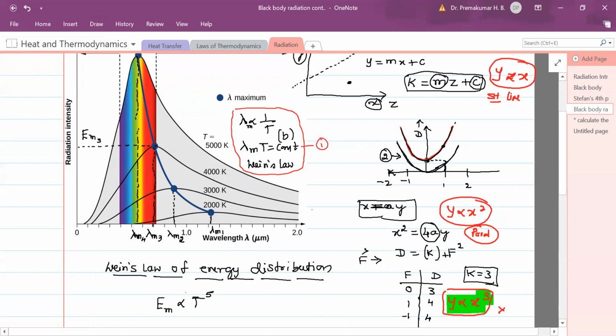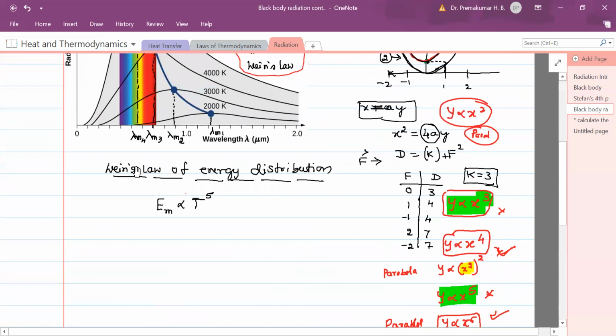Now after that, since this is the curve experimentally obtained, and Wien is the scientist who observed it for the first time, he tried to explain this curve. To explain this curve, he assumed that the maximum energy radiated out is directly proportional to T to the power of 5.